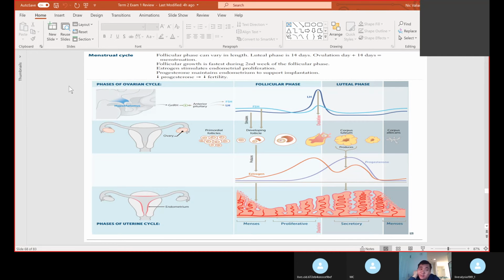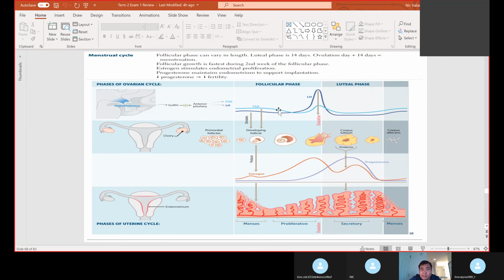So ovarian cycle, let's look at what's happening in your ovary. Hypothalamus, increased GnRH, increased production of FSH and LH in your anterior pituitary. So you have the primordial follicles, they need to develop. First, you have a follicular phase. You have a developing follicle, FSH is increased. And then you have ovulation now via LH surge. When you ovulate, you have the secondary follicle. What happens to the remnant? It becomes corpus luteum, which produces progesterone. And if there's no pregnancy, it becomes corpus albicans.